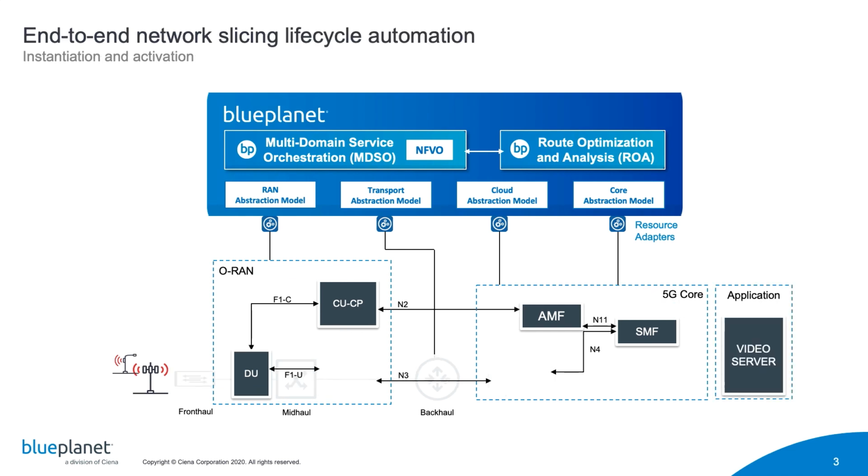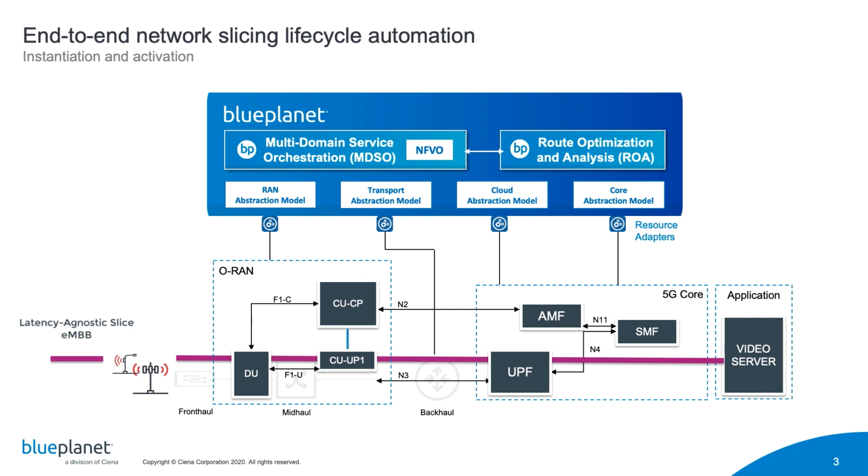The demo is divided into three phases. As part of the instantiation and activation phase, we will begin with the instantiation of two network slices. One, latency agnostic enhanced mobile broadband or EMBB slice, and one latency-critical, ultra-reliable, low-latency communications or URLLC slice.